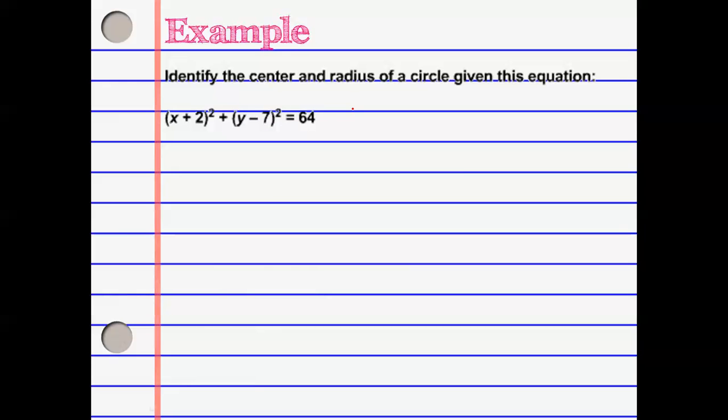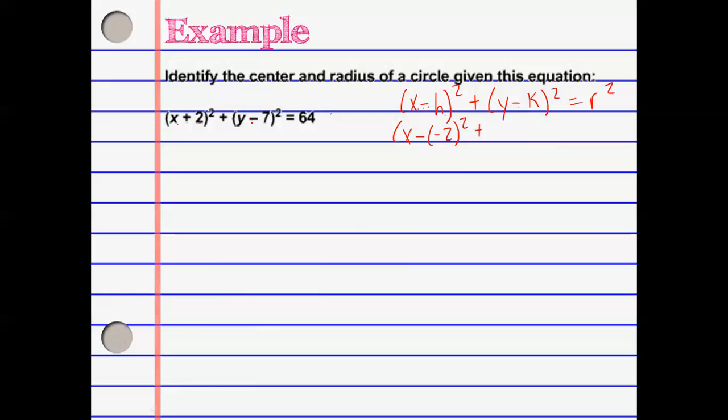So, for example here, we want to identify the center and the radius of a circle given the equation. All right, so here it's important to know that our base equation is x minus h squared plus y minus k squared equals r squared. Now if you notice here, it's minus. We have x minus h. So if we look right here, we have x plus 2 squared. What that means is, in order to make this positive, what would I have to plug in here? Well, I would have to plug in a negative 2. The equation would actually have to look like this, x minus a negative 2 squared.